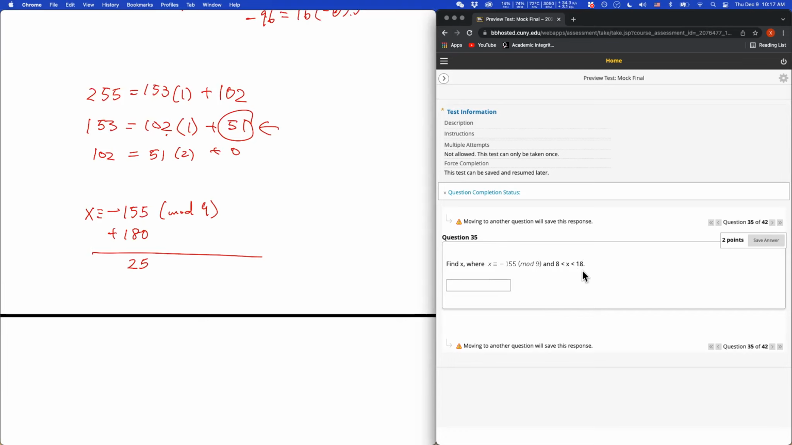Since it's too large, we will subtract 9. If we subtract 9, we will get 16. So we know x is congruent to 16, and 16 is in this range. So the answer will be 16. 16 is congruent to negative 155 and it's in this range.